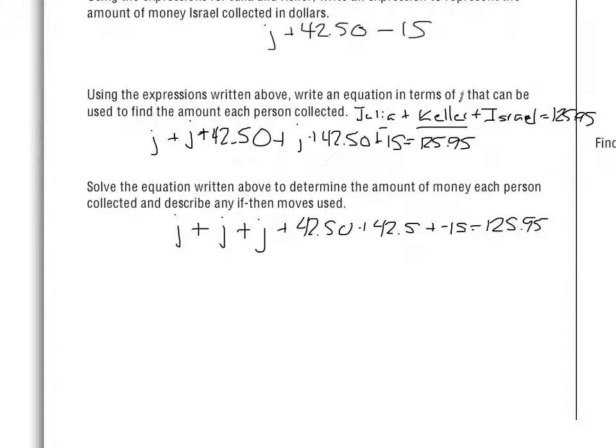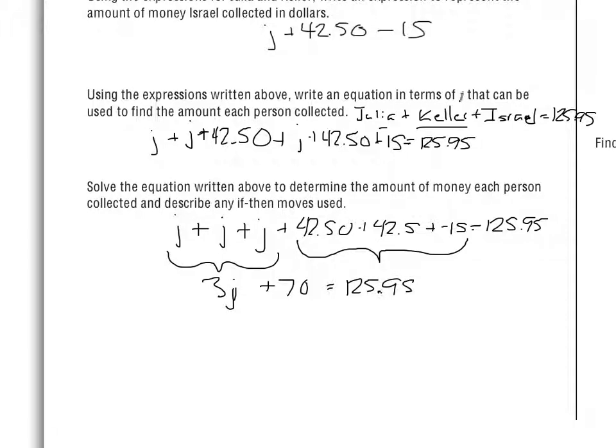So looking over here, I'm going to go ahead and combine my like terms. The J plus J plus J we know is 3J. And the 42.50 plus 42.50 minus 15, well, 42.50 plus 42.50 is going to be 85. Minus 15 is going to give us 70. So we have 3J plus 70 is equal to 125.95. And now we can go ahead and start doing some inverse operations, starting with the inverse of our addition. 3J plus 70 plus negative 70 is equal to 125.95 plus negative 70.